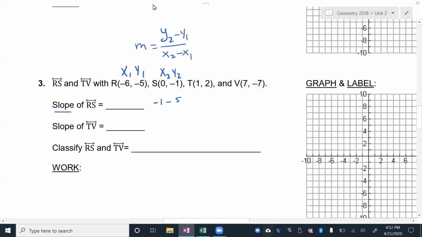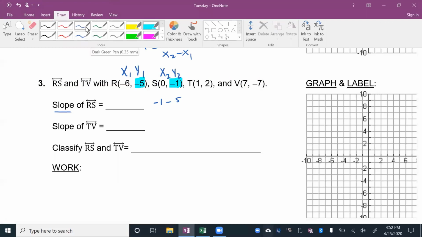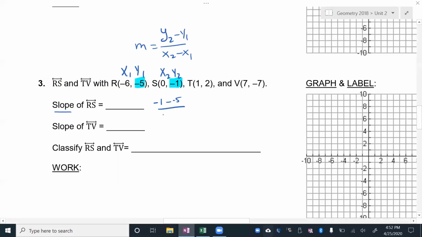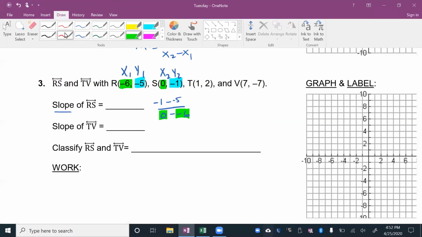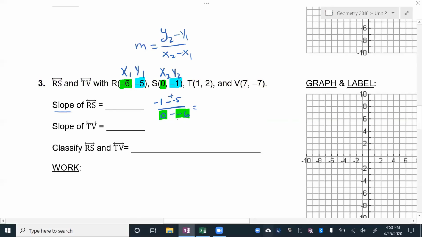Now, here's what I'm going to do. I'm going to use highlighters to let you know where I'm working. So -1 minus -5 over 0 minus -6. If you see this 0 and this -6, it's right here. My 0 is right here, and this -6 is right here. This little blue minus is actually part of the formula up here, so just be careful when you're looking for it. When you minus a negative, it turns to a positive. So -1 plus 5 gives you a 4, and 0 plus 6 gives you a 6. Then you reduce it, so 2 over 3. That's going to be my first slope here.